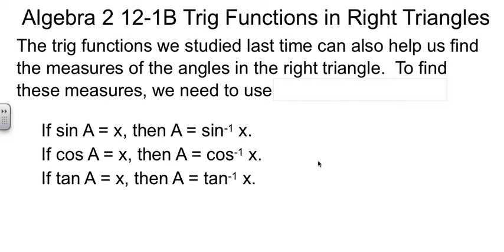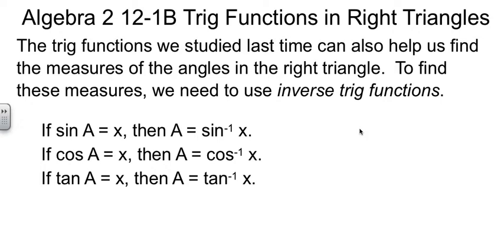This is Algebra 2, Chapter 12, Section 1, Part B, in which we continue studying the trig functions in right triangles. Last time we talked about the 6 trig functions and how to use them to find side information in the right triangle. We can also use those same 6 ratios to find angle measurements. But in order to do that, we need to use what's called inverse trig functions.